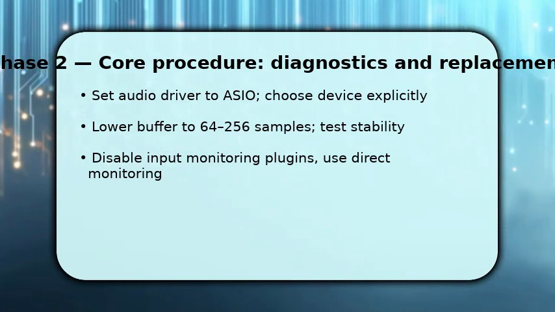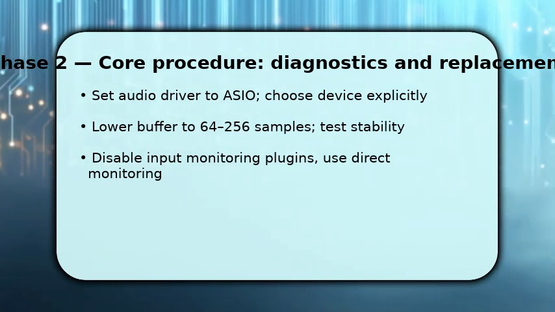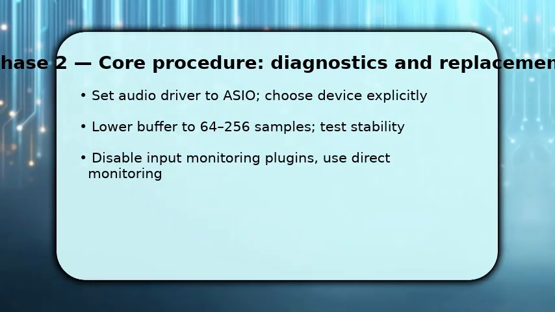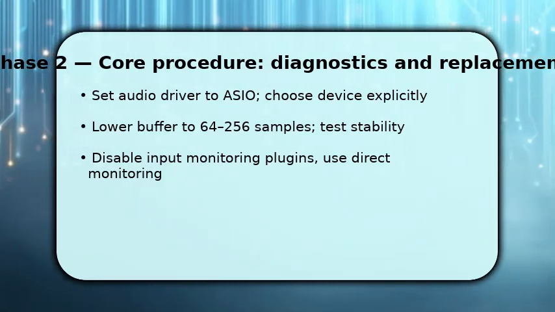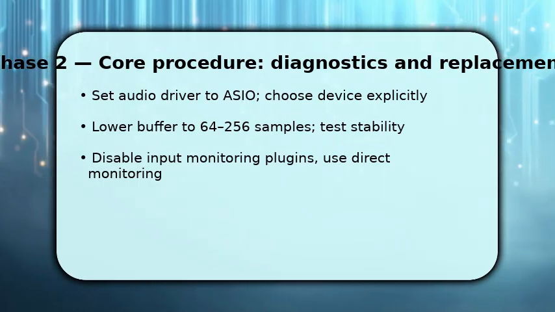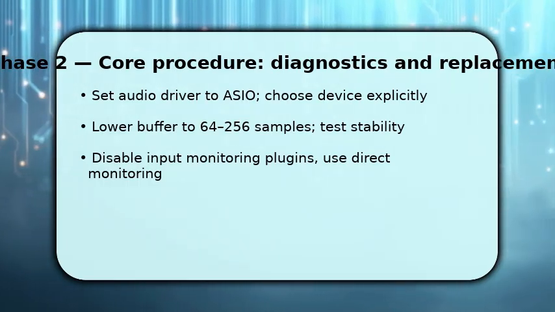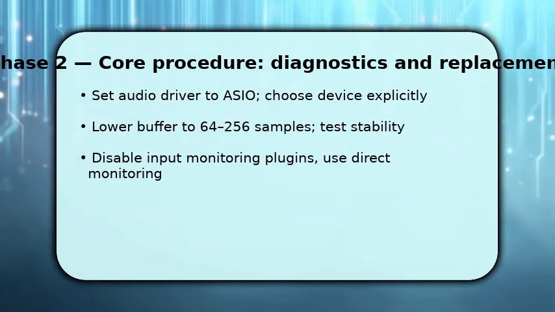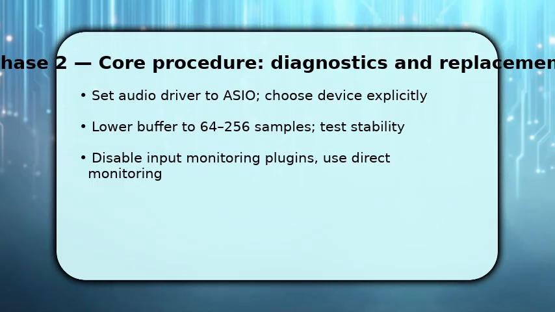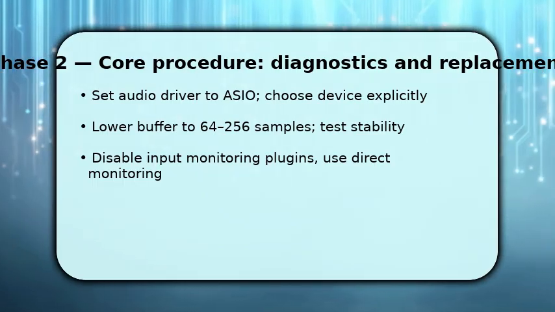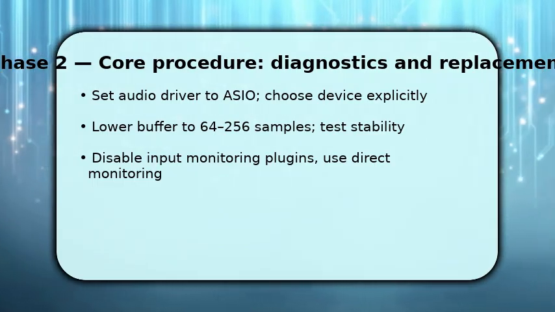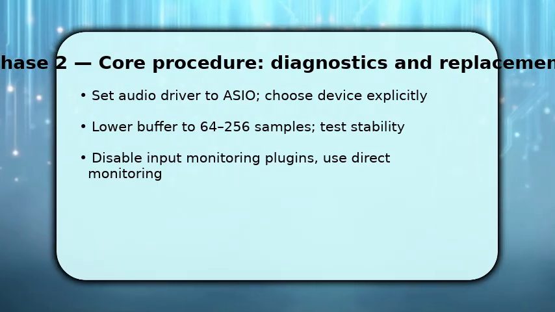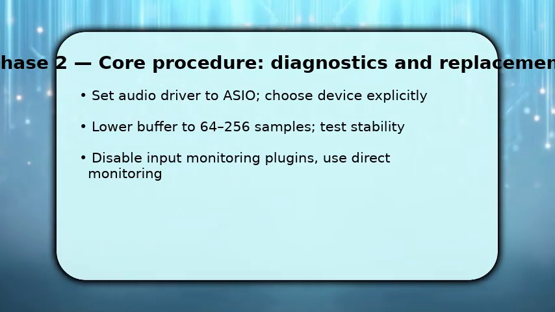Open your DAW's audio settings and select the ASIO driver and the specific USB keyboard device if available. Lower the buffer size to between 64 and 256 samples to cut round-trip delay, but make sure audio stays stable. If you hear clicks, increase until stable. Also, disable plug-in monitoring on the keyboard input and use direct monitoring when possible. Because real-time effects add processing latency, this makes a big audible difference.